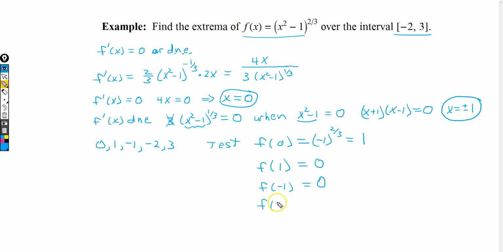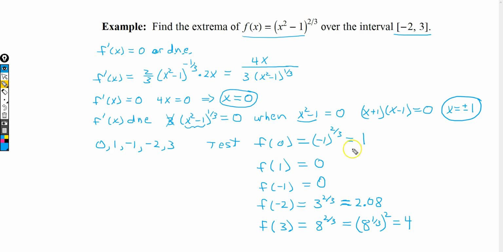F of -2, well, if we put -2 in here, that's going to be 4 minus 1. That's going to be 3 to the 2/3 power. Well, we have to evaluate that on our calculator. That's going to be approximately 2.08. And then if we evaluate f of 3, we are going to get 8 to the 2/3 power. Well, remember that's equal to 8 to the 1/3 squared, and that is 4. 8 to the 1/3 power is 2, squared is 4.